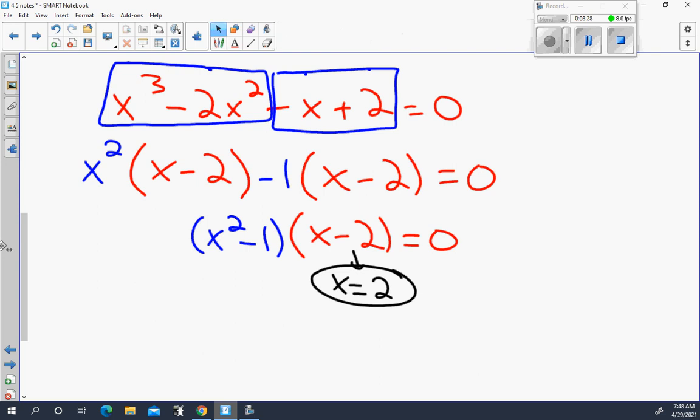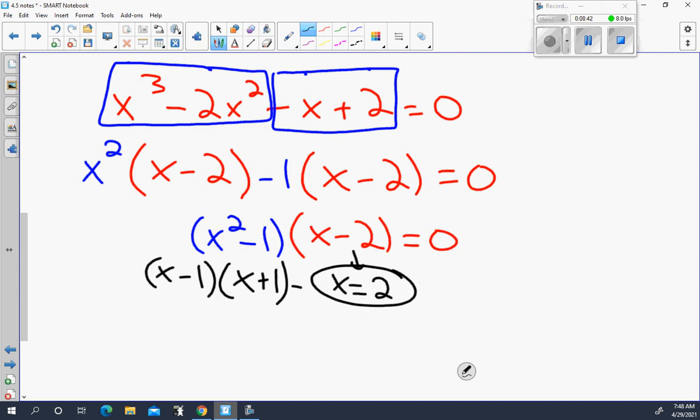There's one solution. This one, with the x squared minus 1, we do have the difference of perfect squares. Okay, so we know that x squared is a perfect square. We know we'll have x minus 1 times x plus 1, okay, equals 0. Break that down into 2 equations, so x equals 1, x equals negative 1.